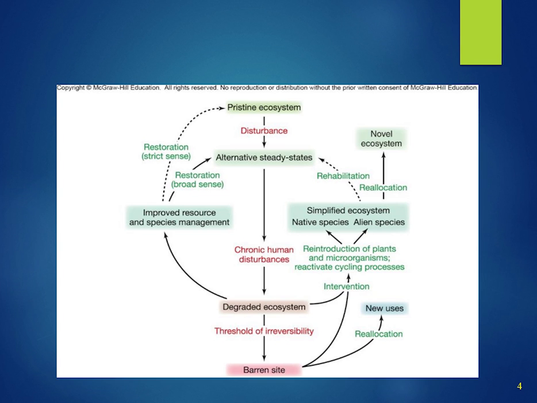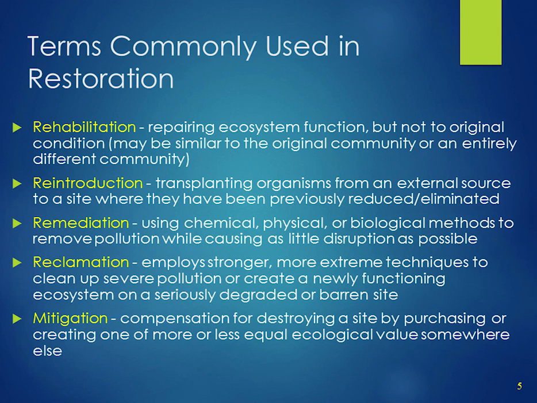A flowchart of ecological restoration. When conducting restoration, we may intercede at different levels of restoration, and how we do it may differ. Because of this, we use terms which help define those levels. For example, rehabilitation is repairing an ecosystem to function as it did in the past, but not to an original condition, while remediation is the use of some chemical, biological, or physical method to remove pollutants.